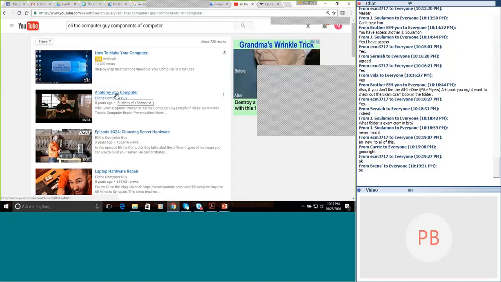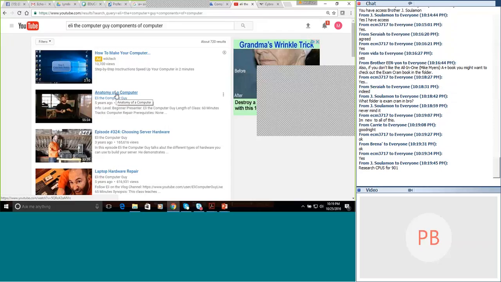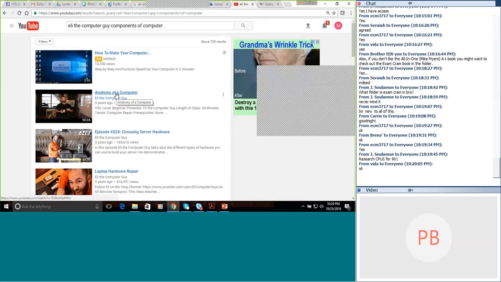research for CPU, and in relation to the 901, right? We don't just want to look for CPU stuff that's not going to help us with the test that we're trying to take. So any A+ 901 resources that refer to CPU, whether it be Quizlet games, Quizlet flashcards, videos from Professor Mesa, Cybrary, the videos that Brother Eon shared, everything that we could pull together about CPUs.